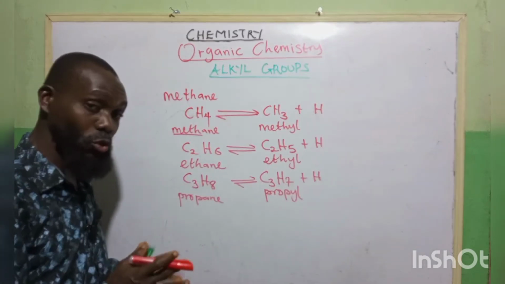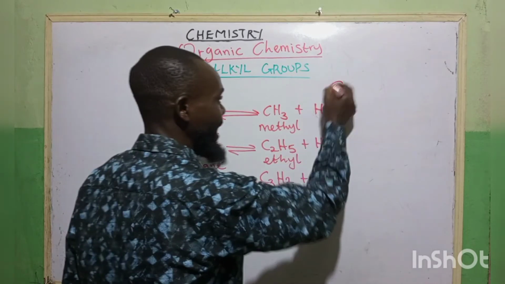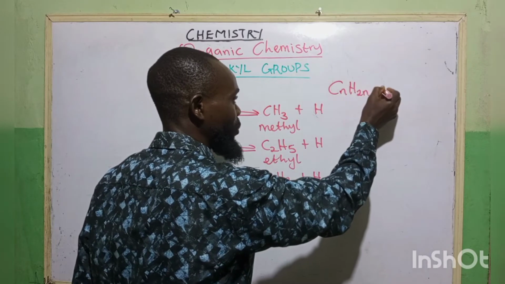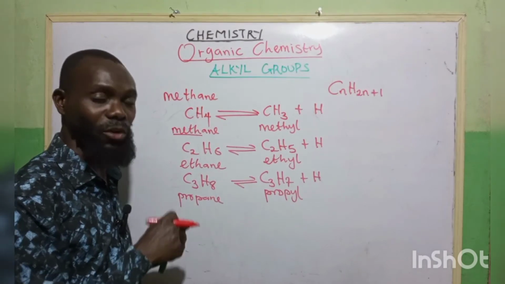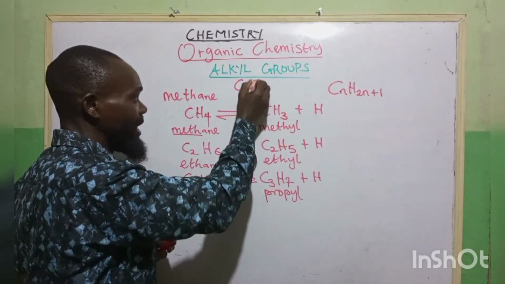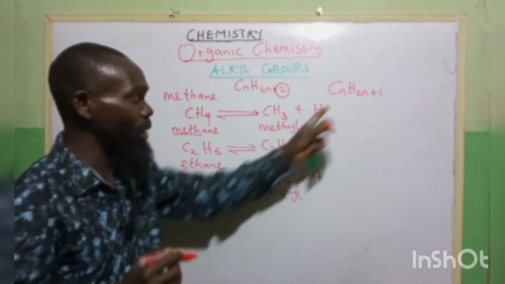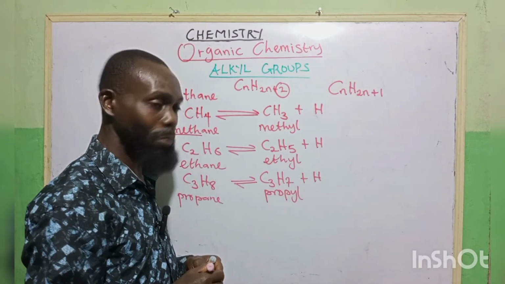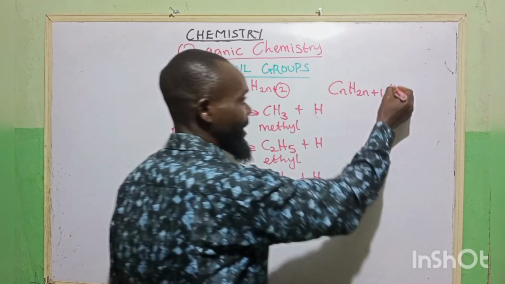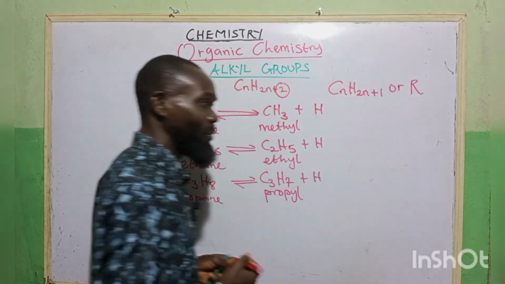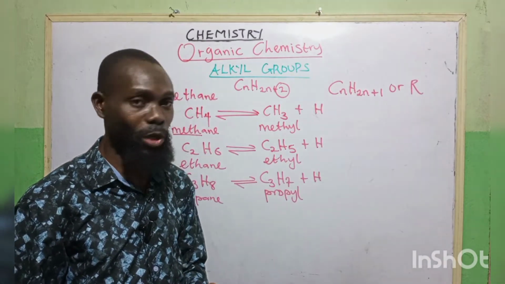From here, an alkyl group can be given a general molecular formula of CnH2n+1, because there is a loss of a hydrogen atom from the general formula of alkane, which is CnH2n+2. So when we subtract 1 hydrogen here, we have CnH2n+1. That is the general molecular formula of alkyl, and it is represented as capital letter R. Whenever we find capital letter R, it refers to CnH2n+1.